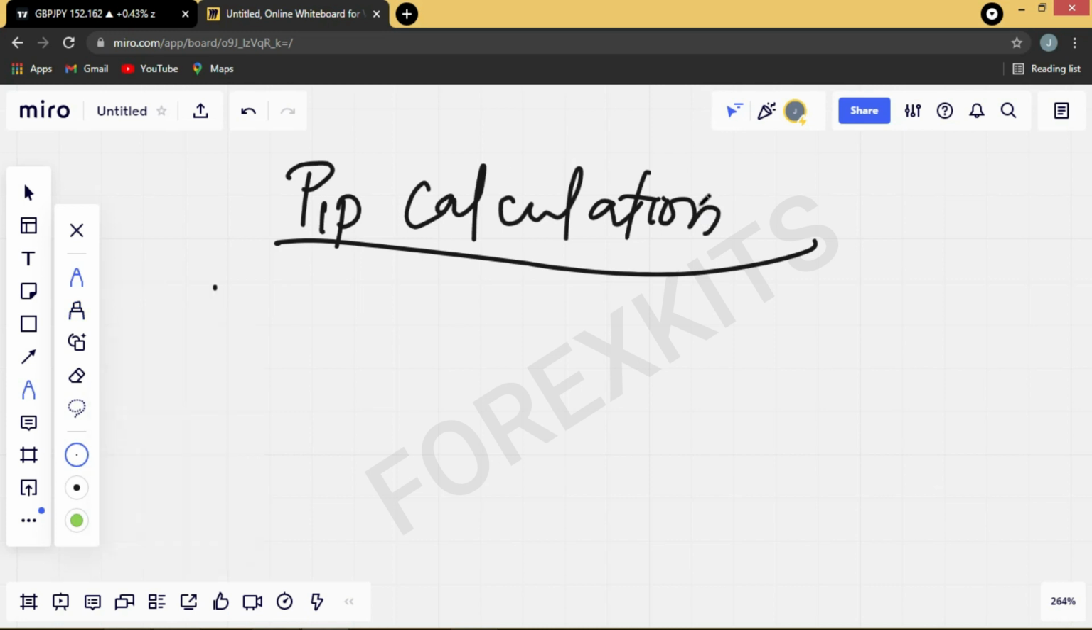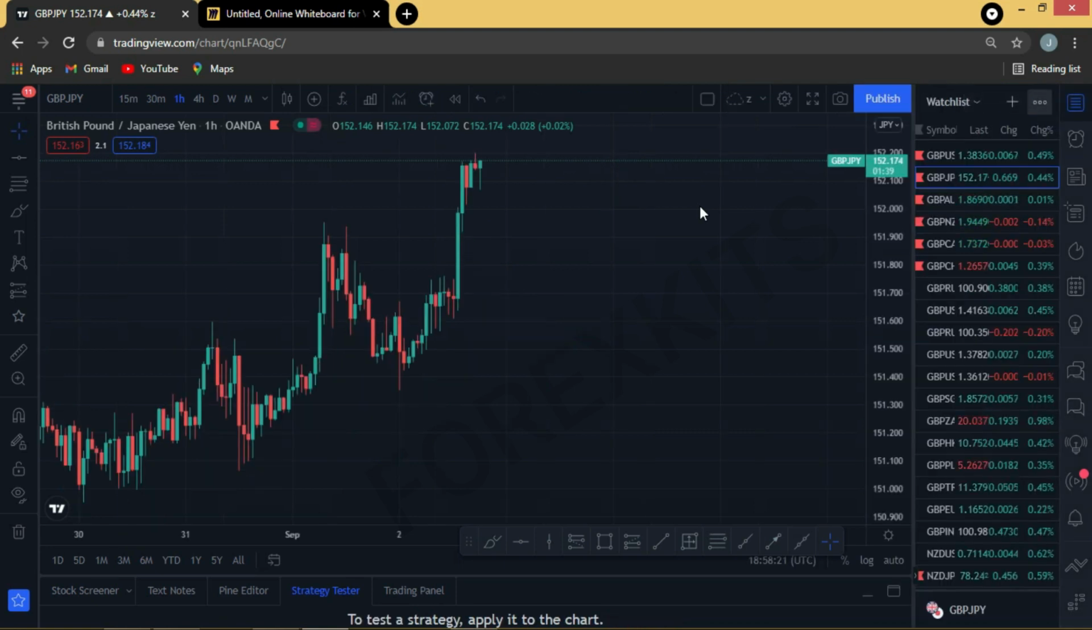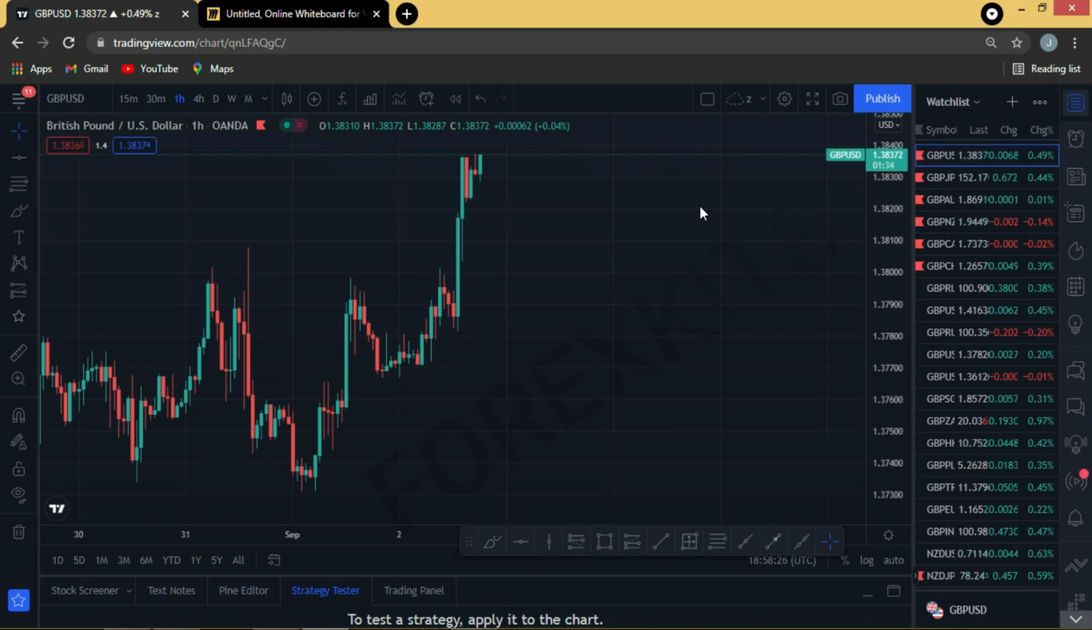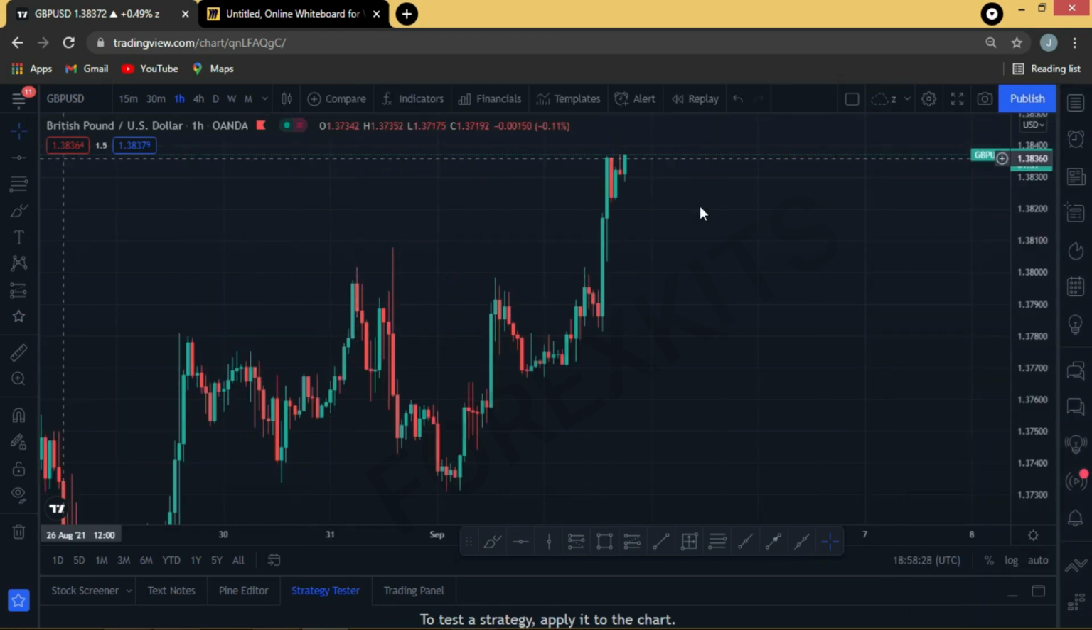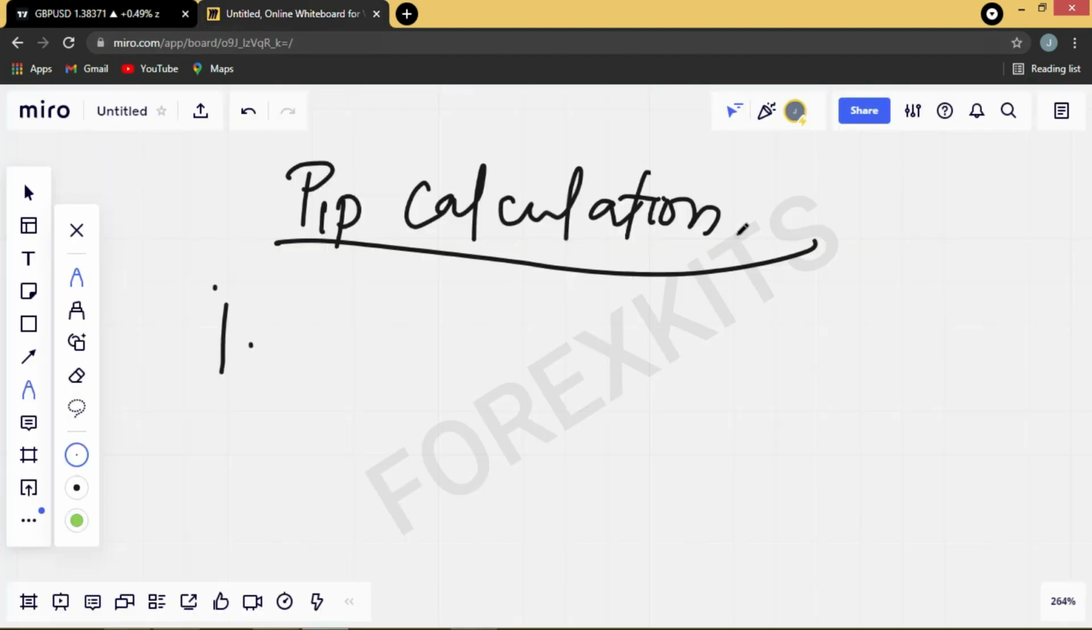Let's go on our chart and look for a regular currency pair, because the way you calculate Japanese yen pairs is different from how you calculate other currency pairs in the foreign exchange market. We'll do that for the JPY shortly. So this is where price currently is at: 1.38374. Okay, this is where price is at.